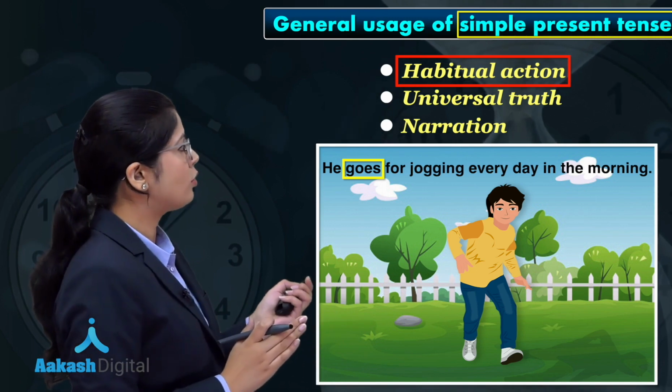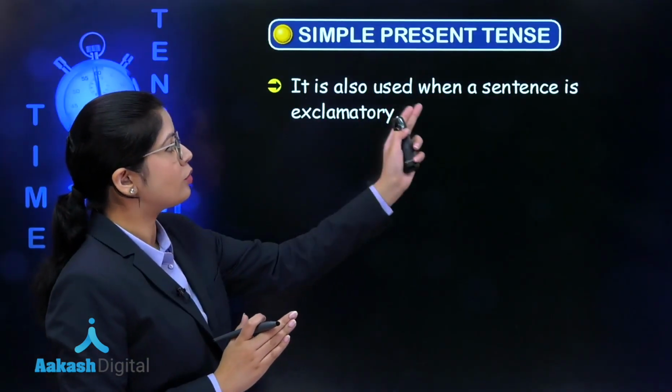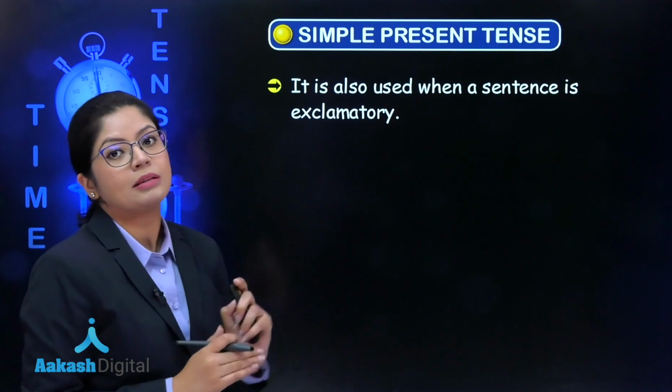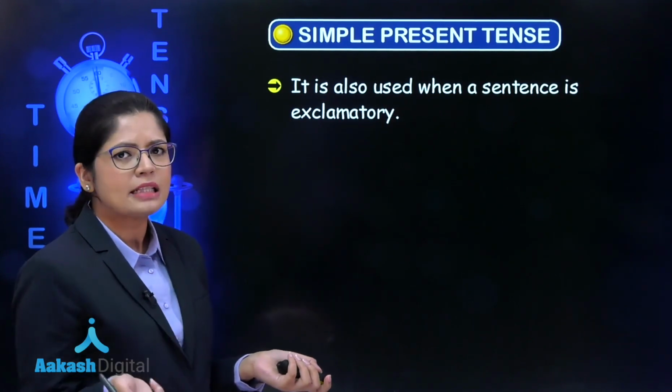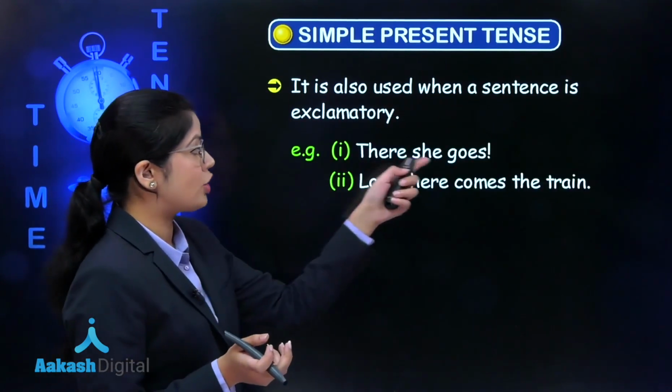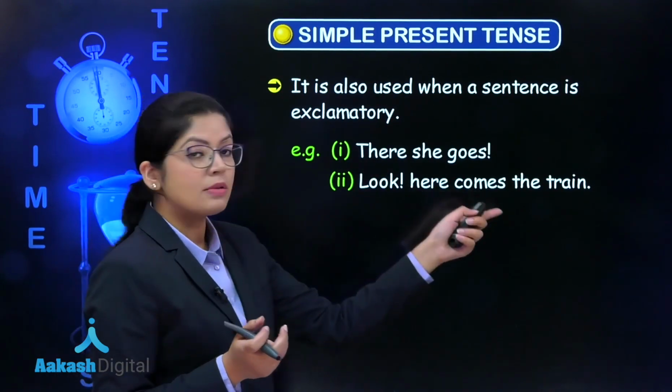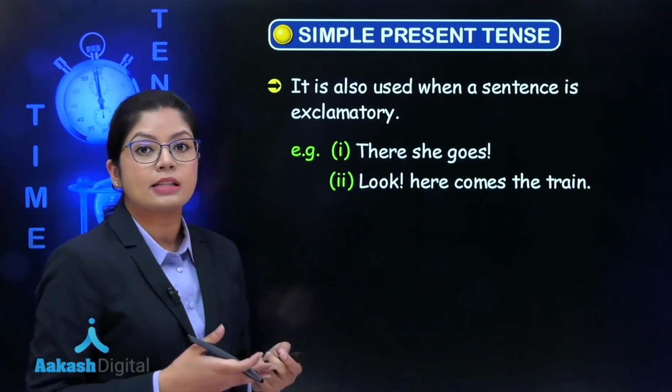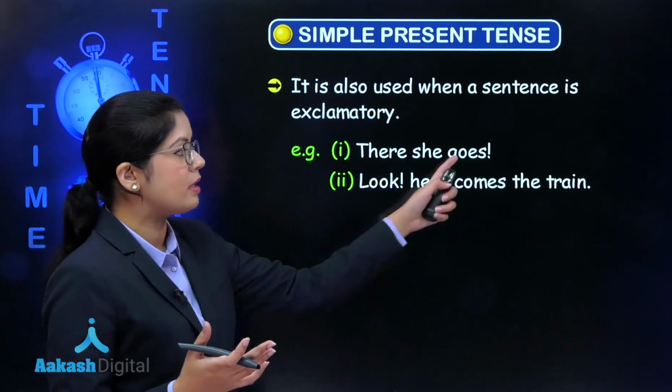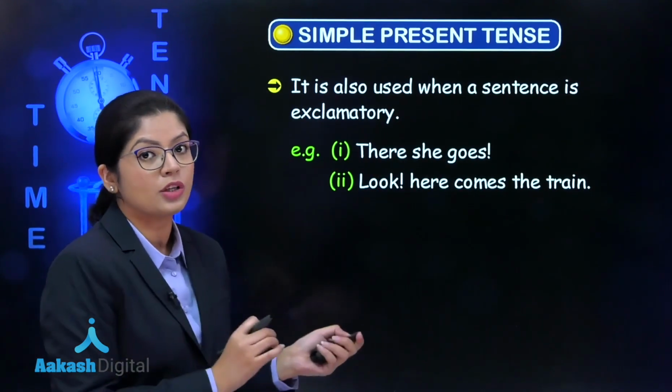Thereafter, you will also notice that it is used when a sentence is exclamatory. Exclamatory actions are easy to identify, such as there she goes. Look, here comes the train. These are spontaneous actions, and therefore the verb form is simple present tense in usage.